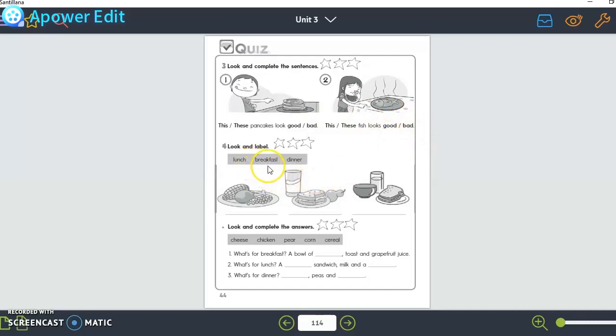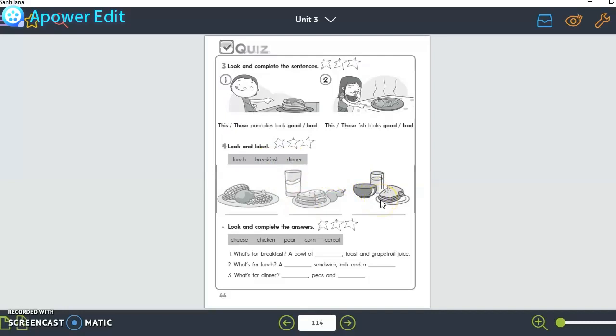Look and label. I'm sorry, but I am running because if I take more time, we are going to have a very big class. Look and label. What do you think this is? Is it for breakfast, dinner, or lunch? Lunch. Dinner. Breakfast.